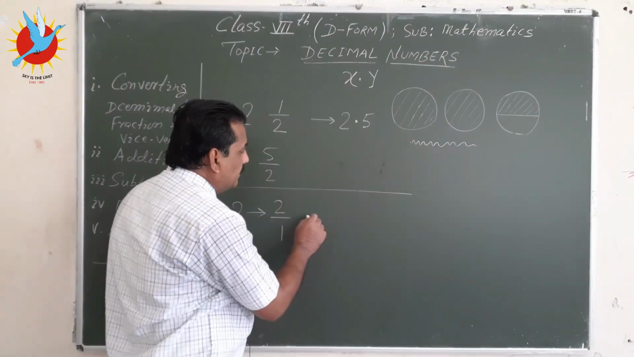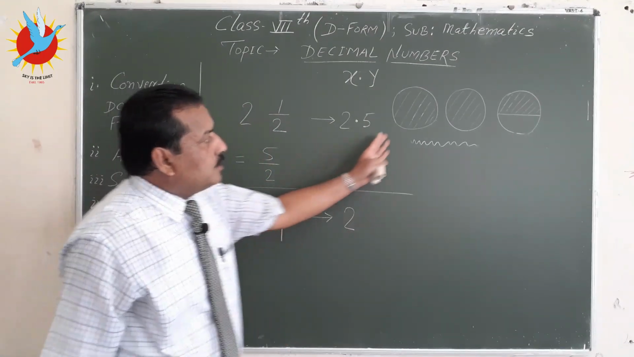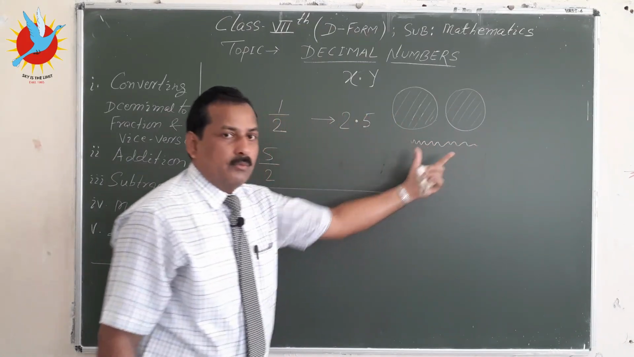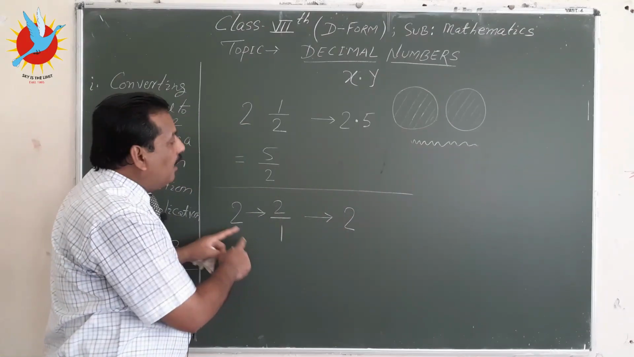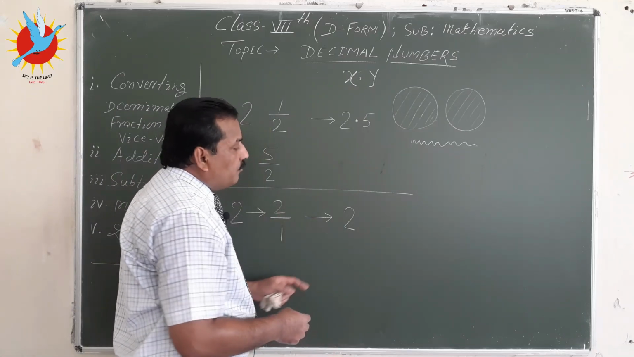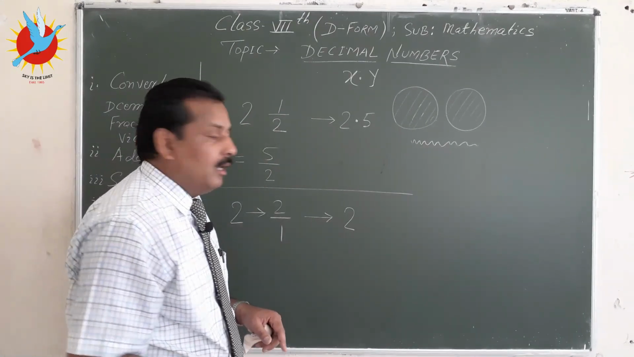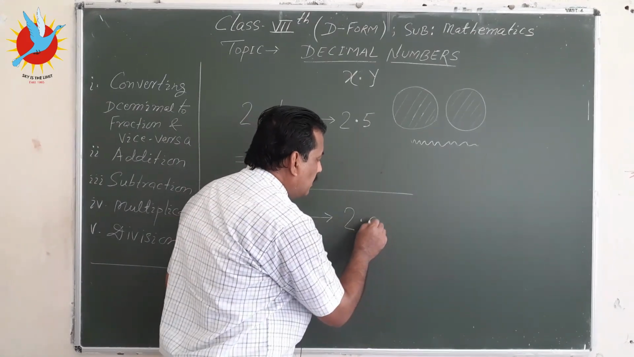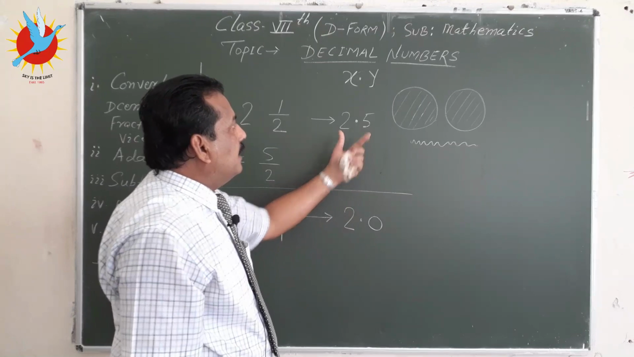And how to write it in decimal? In decimal we say 2 is the whole number part, and see there is no fractional part. We are not talking about the fractional part, only 2 cakes. So how to represent these 2 cakes? This is 2, that is 2 by 1 in the form of a fraction, and what will it be in the form of a decimal? This is the whole number part, it does not have any fractional part. So put a decimal point, and because the fractional part is 0, this is 0. So this is 2.0. So this is a decimal number.